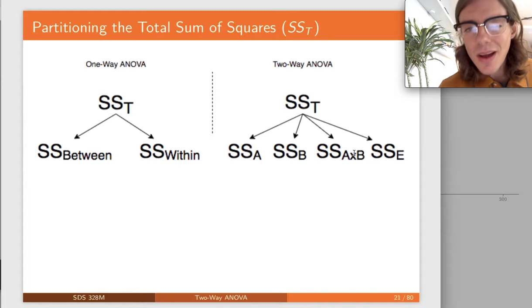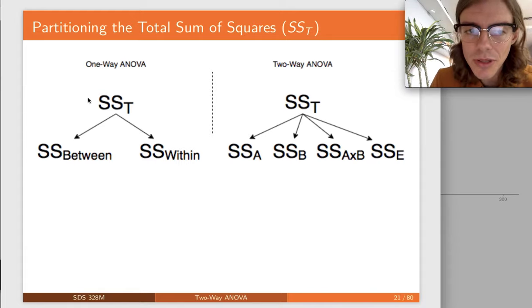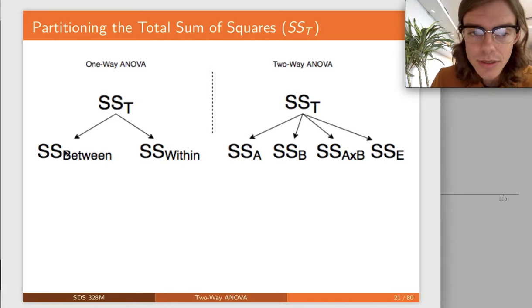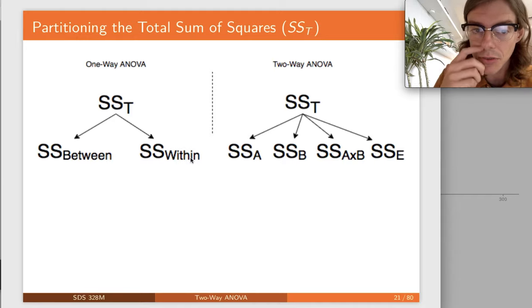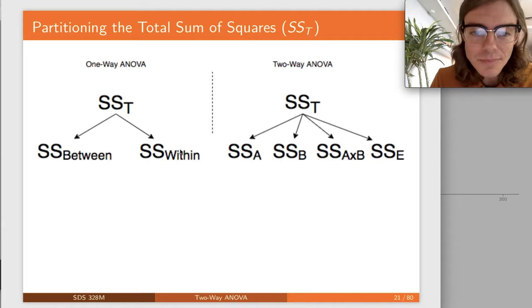Cool. So how do we think about this? In a one-way ANOVA, we're taking the total variability of our response variable and breaking it into the part we can explain by knowing what group an individual is in and the part we can't explain. So the between groups sum of squares and the within groups sum of squares. We're partitioning that total variability into the good stuff and the bad stuff, the signal and the noise.